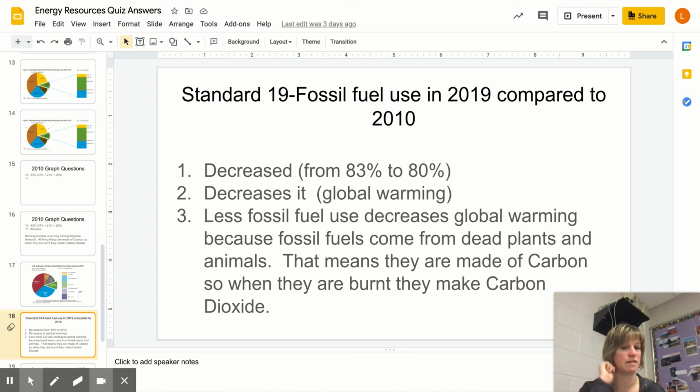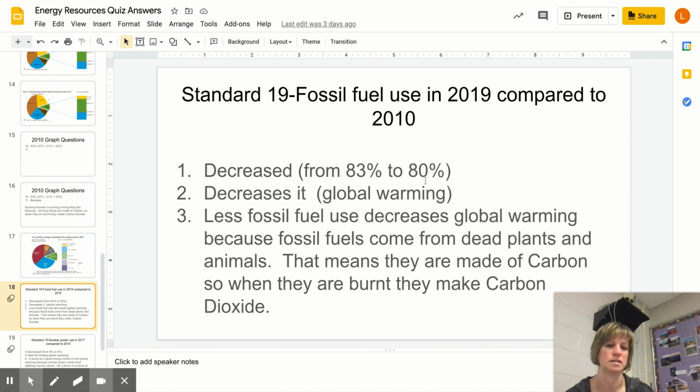So what impact does this have on global warming? It would decrease global warming, and now here's why. Less fossil fuel use decreases global warming because fossil fuels come from dead plants and animals. That means they're made of carbon, so when they're burnt, they make more carbon dioxide. Remember in our song, it said, the earth needs you to stop burning fossil fuels unless you want to be a fool. That has to do with the carbon dioxide that's created. So it's actually a good thing that in those 9 years fossil fuel consumption has gone down. Obviously, it's still very high, still the most popular, but has decreased.